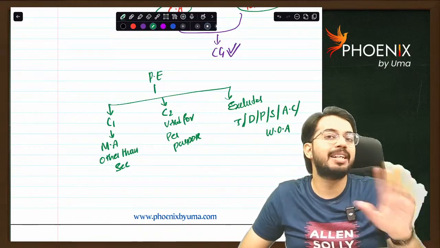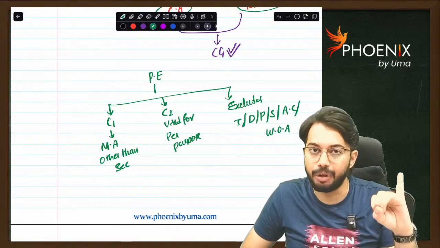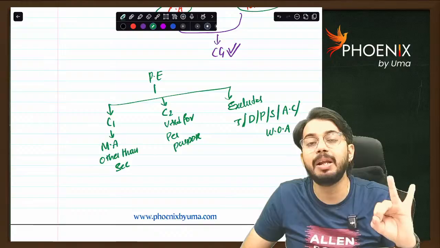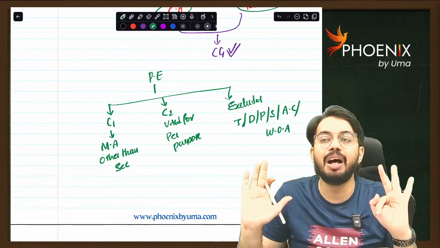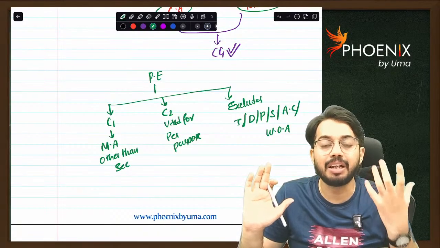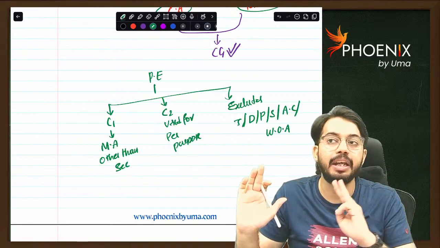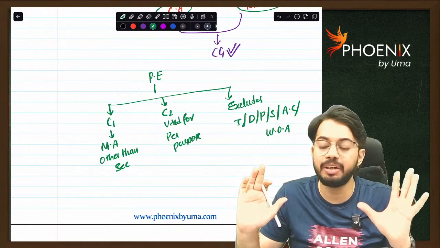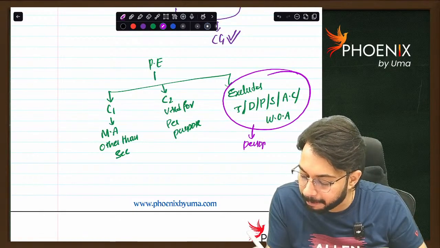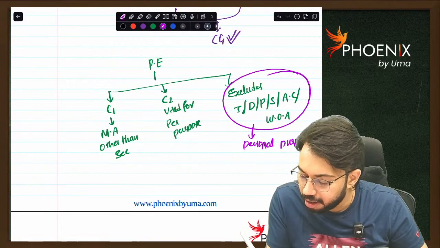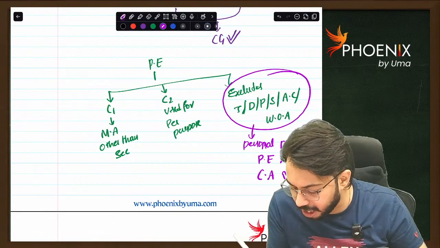So to call an asset a personal effect, first it should be a movable asset, it should not be a security. Second, it should be used for personal purposes of the assessee or his family members. Third, the movable asset should not be jewelry, should not be a drawing, should not be a painting, should not be a sculpture, archaeological collection, or work of art. That means all these things, even though purchased for personal purpose, are still not personal effect. They will be treated as capital assets. Are you able to understand?